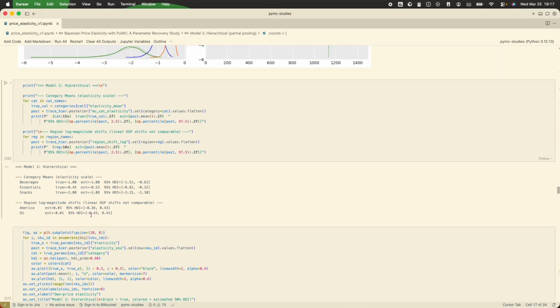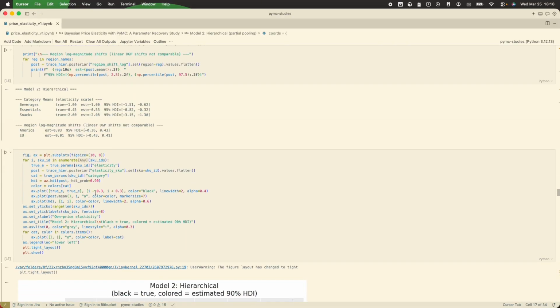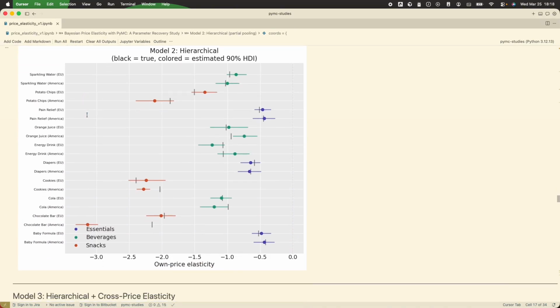And we can also take a look at what we are estimating in terms of elasticity versus what we had in our original data. So you can see, for example, if we're looking at categories, the true value for beverages was -1. We got -1. Here it was -0.45. We got -0.53. So we're always reasonably close, but we can see that much better here. We can still see some of them are off by a significant margin.